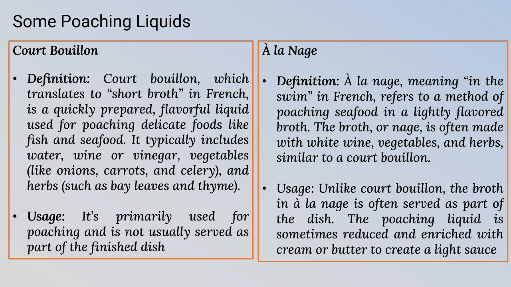So what is the difference between à la nage and court bouillon? Court bouillon is never served along with the product. À la nage is served, enhanced with some cream or butter to create a light variety of sauce. À la nage means in the swim. That means the seafood, it is only applicable for seafood, not for any other fish. So seafood served with that liquid is known as à la nage, as if the seafood is swimming in that liquid. That's the concept. If you have any doubt, please put it in the comment box. I'll get the answer very clearly for you.